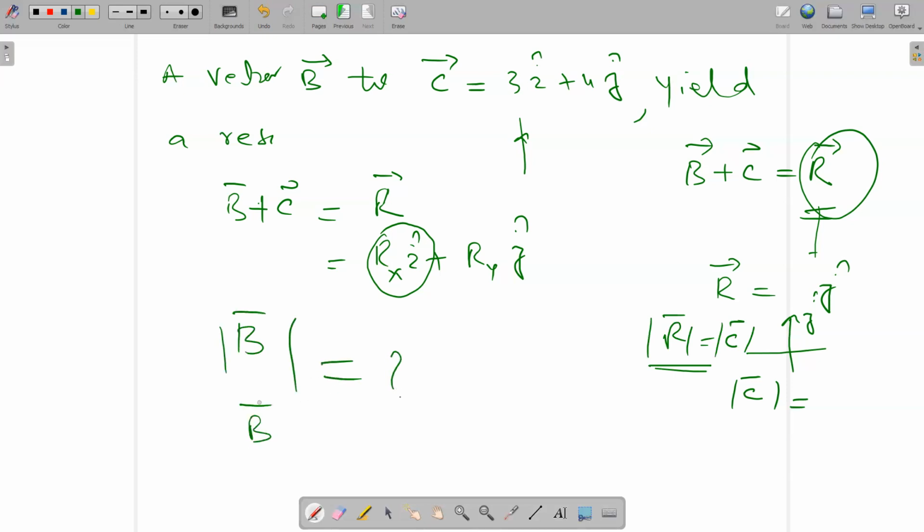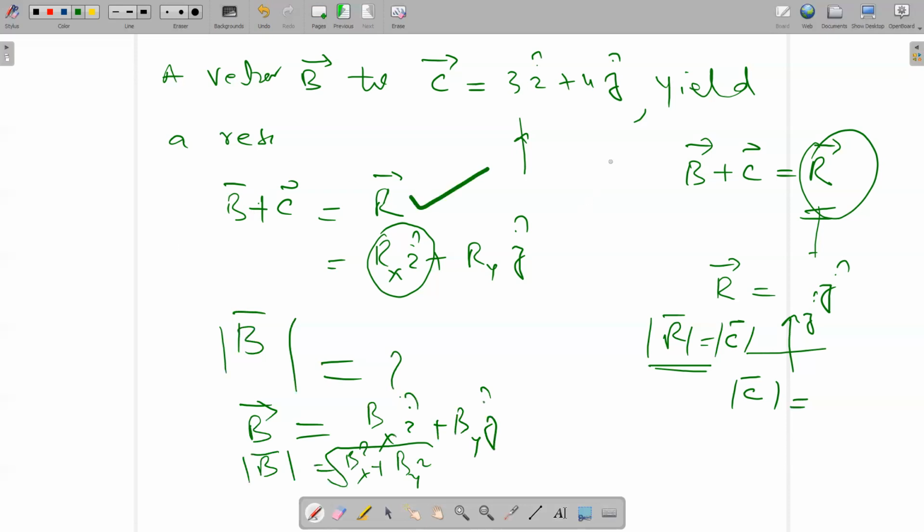It means we need the B vector, because if we have the B vector, Bxi plus Byj, then I can find the B vector magnitude. I know that B vector magnitude is the square root of Bx squared plus By squared. To solve this problem, we will take this equation and then solve it. Doctor, how did we know that the resultant will be in the y direction only? It is given in the question. Oh, okay.